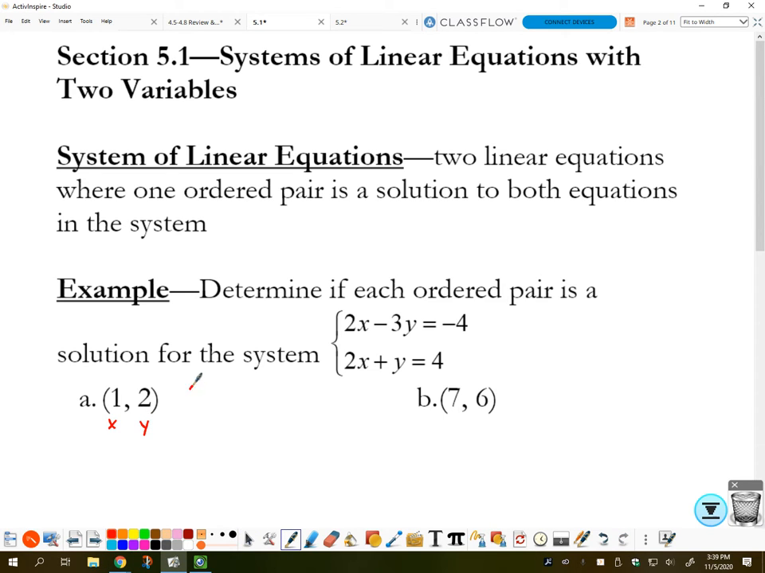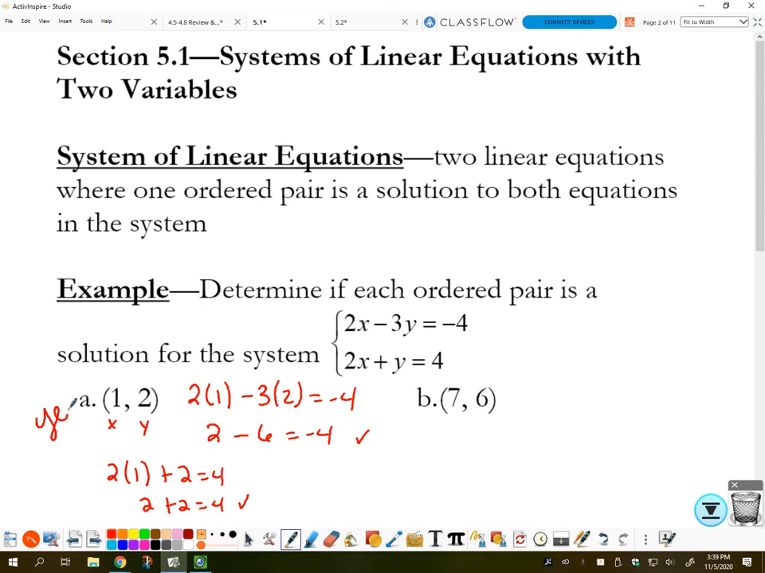So into the first equation, if we plug 1 in for x and 2 in for y, we're going to get 2 minus 6 is negative 4, which is true. If it's false for the first one, you can stop. If it's true for the first one, you got to check the second one. So we plug into the second one, we'll have 2 times 1 plus 2 is equal to 4. So 2 plus 2 is 4. That is true. So yes, this is a solution.